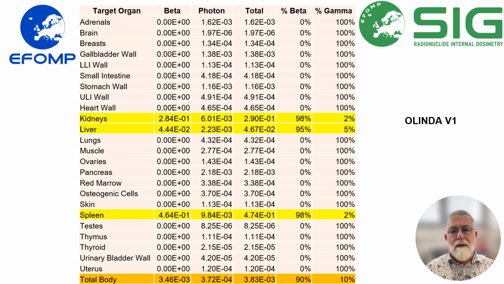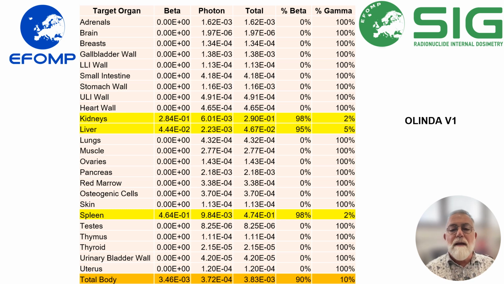Still, now here are the results obtained with Olinda version 1. It's a mathematical model, but the same settings as were used for the voxel-based model in Olinda version 2. That is lutetium-177 and a residence time of 1 hour in the liver, in the kidneys, and in the spleen.